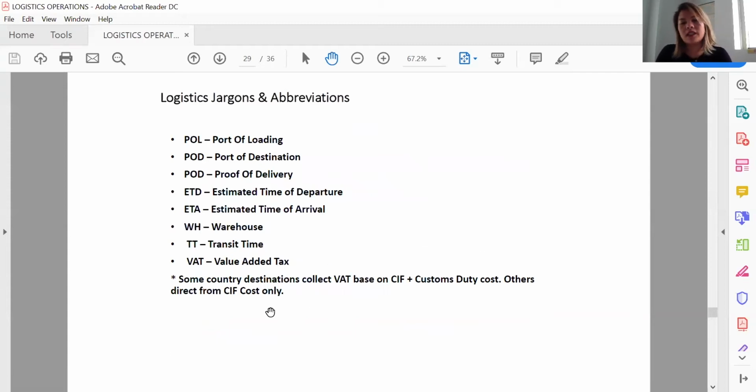Do you know that value-added tax in some countries is calculated based on the CIF cost plus customs duty? So when you calculate VAT, you have to add the CIF cost and the customs duty, and then add the value-added tax on it. Others, like in Dubai, the value-added tax is only taken from the CIF value.